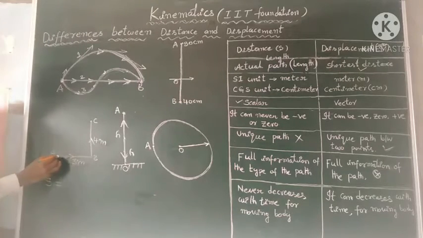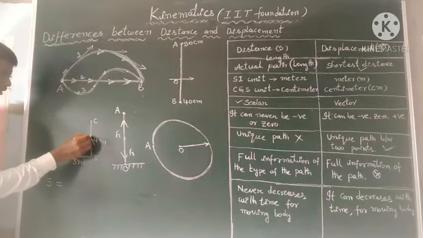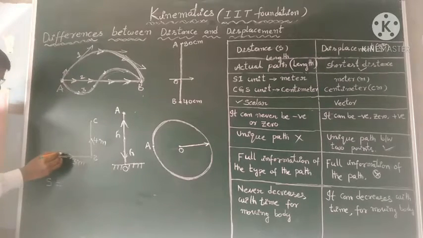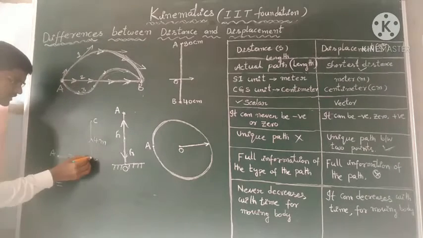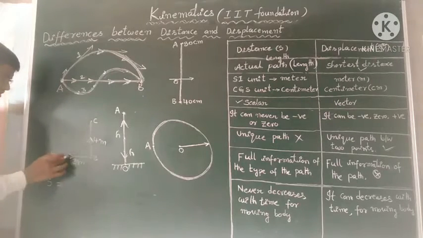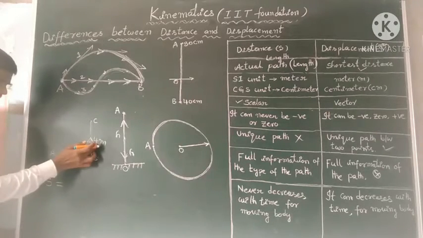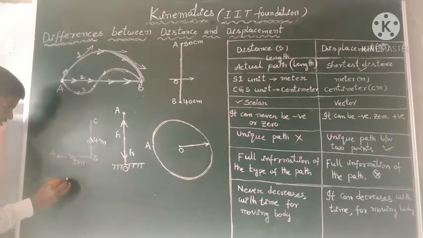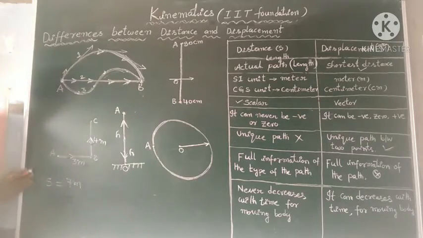See students, A to B we moved, B to C also we moved. So distance means the length of the path covered by the body. A to B we are covering 3 meters and B to C we are covering 4 meters. So it totally gives 7 meters for us.